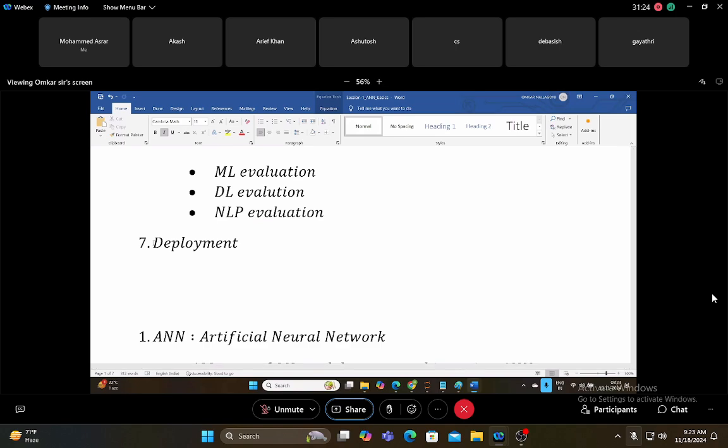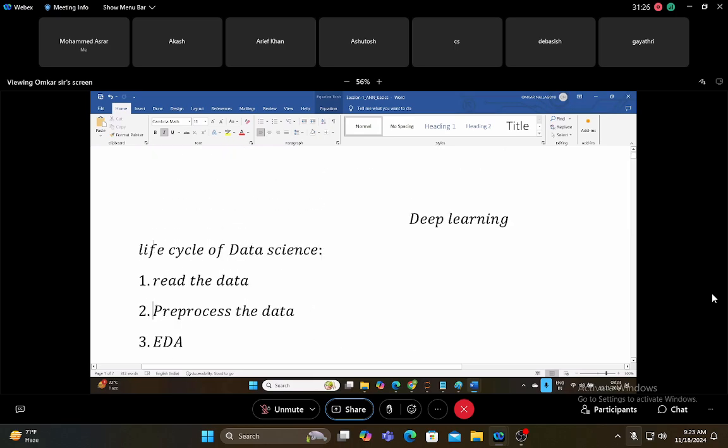Any project, every project, you need to explain this life cycle. This is the only life cycle. But a machine learning project has a different EDA, a deep learning project has a different EDA, and an NLP project has a different EDA. Because machine learning is completely tabular data, deep learning is completely image data, NLP is completely text data.